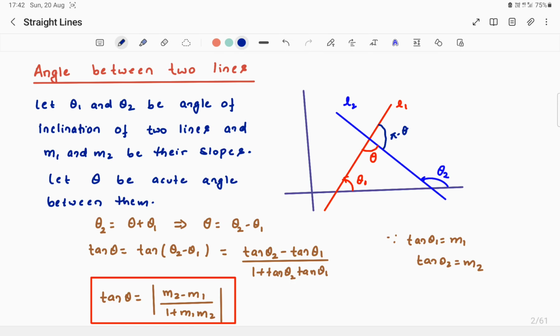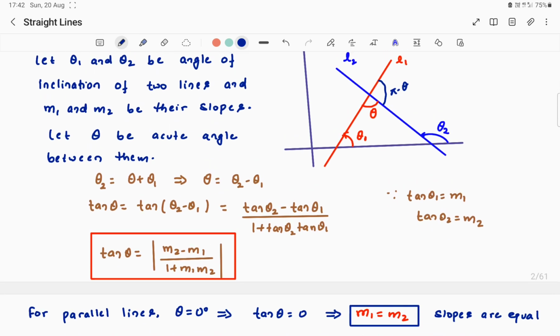Let's say the line L1 is making angle theta 1 again with the positive direction of the x-axis in the anti-clockwise direction, and the line L2 is making an angle theta 2. And let's say the angle between the lines is theta. Now from 9th standard, you would have learned that the exterior angle is equal to the sum of the two opposite interior angles. So we can write theta 2 is equal to theta plus theta 1, isn't it?